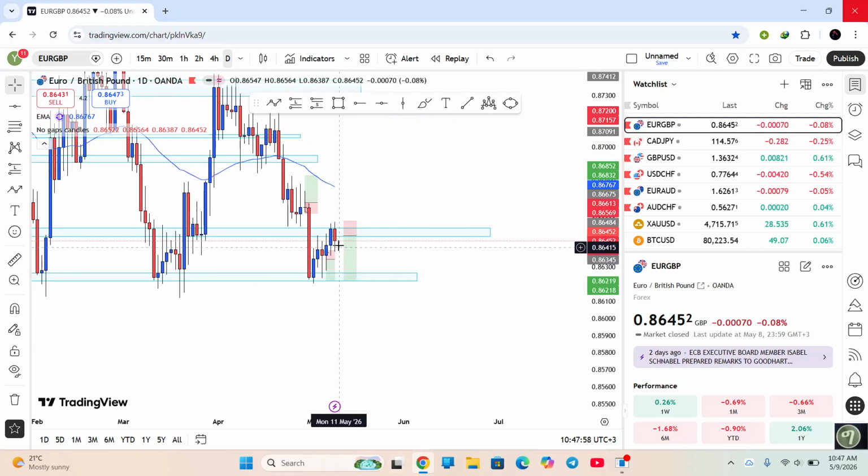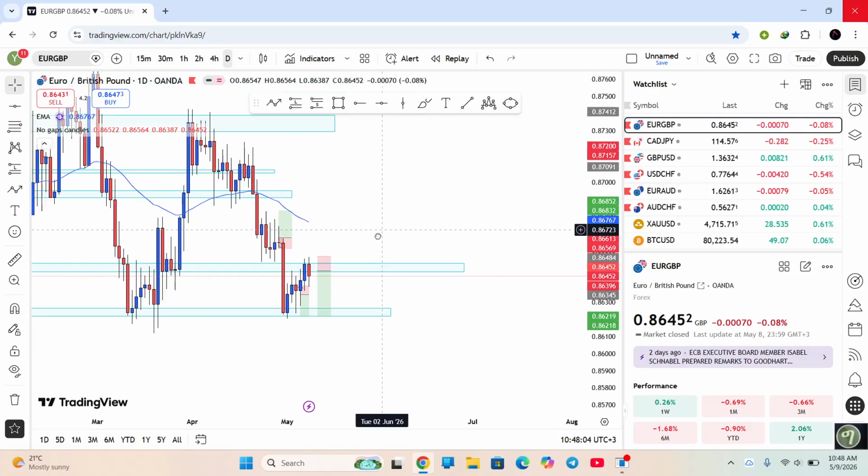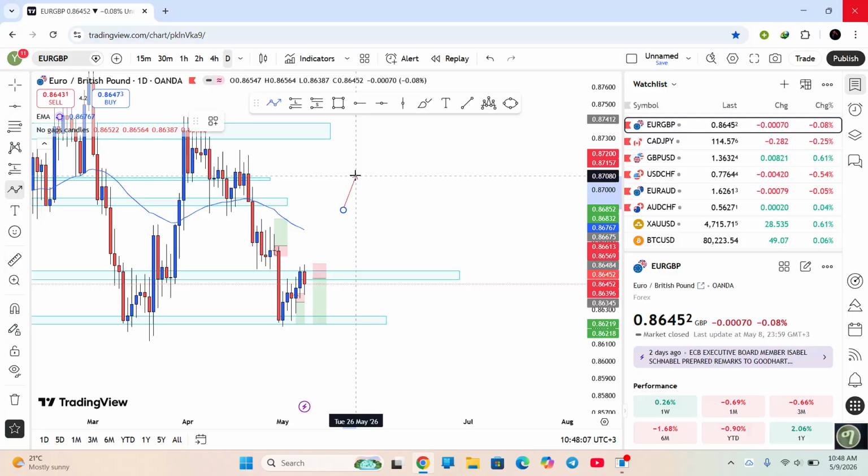Not only that, it also formed our beautiful rejection candlestick. You always wanna wait for that rejection to happen. Okay, you know why? Because let me show you. It was forming higher highs and higher lows, right?